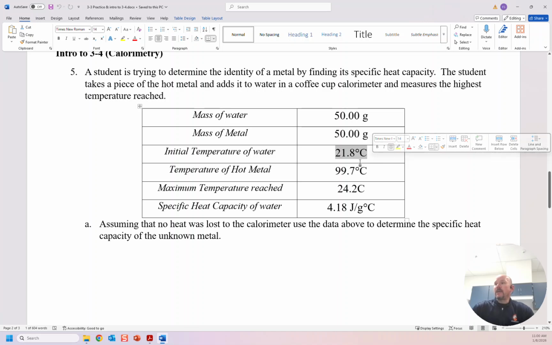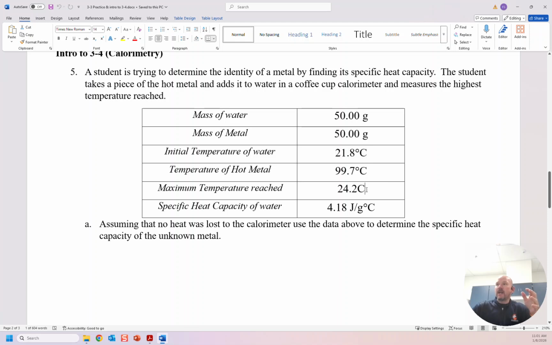Okay. And if you understand what's going on, right? The metal is going to be releasing energy or losing energy or transferring heat energy to the water, and the water is going to absorb it. So the metal particles are going to start slowing down as they lose their heat, and so their temperature is going to decrease, and the water molecules are going to absorb that energy and start moving faster as they absorb the heat, and the temperature of the water is going to go up.